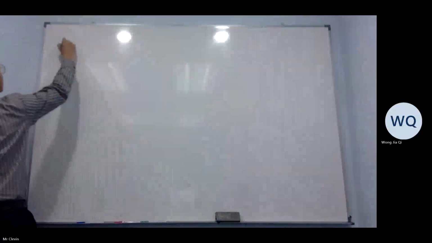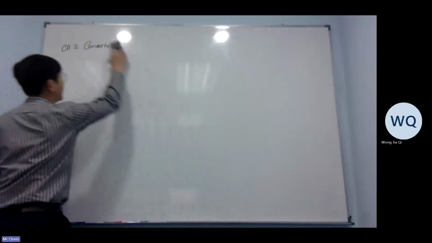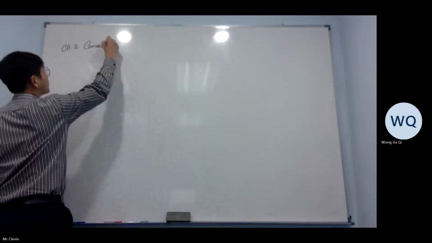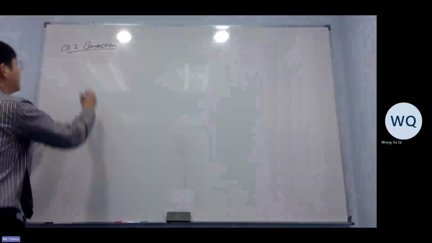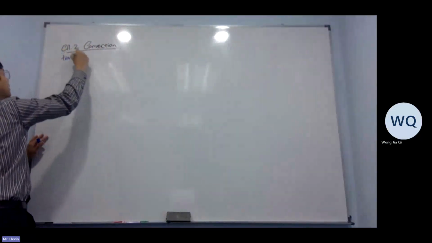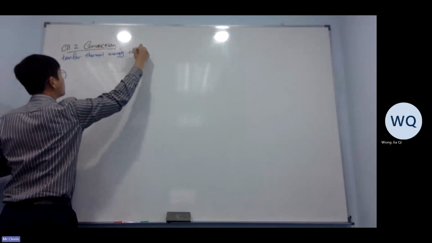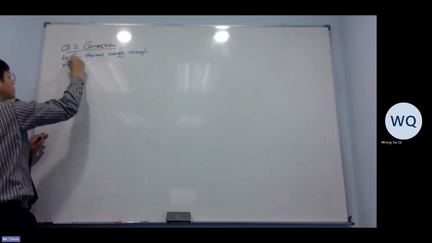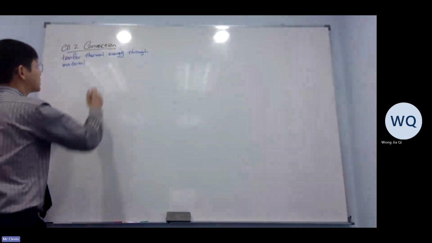Okay, when we look into 11.2, C11.2, what is 11.2? It is something we call convection. What exactly is a convection, people? A convection is basically the transfer of thermal energy through material, any material, by movement of the material itself.